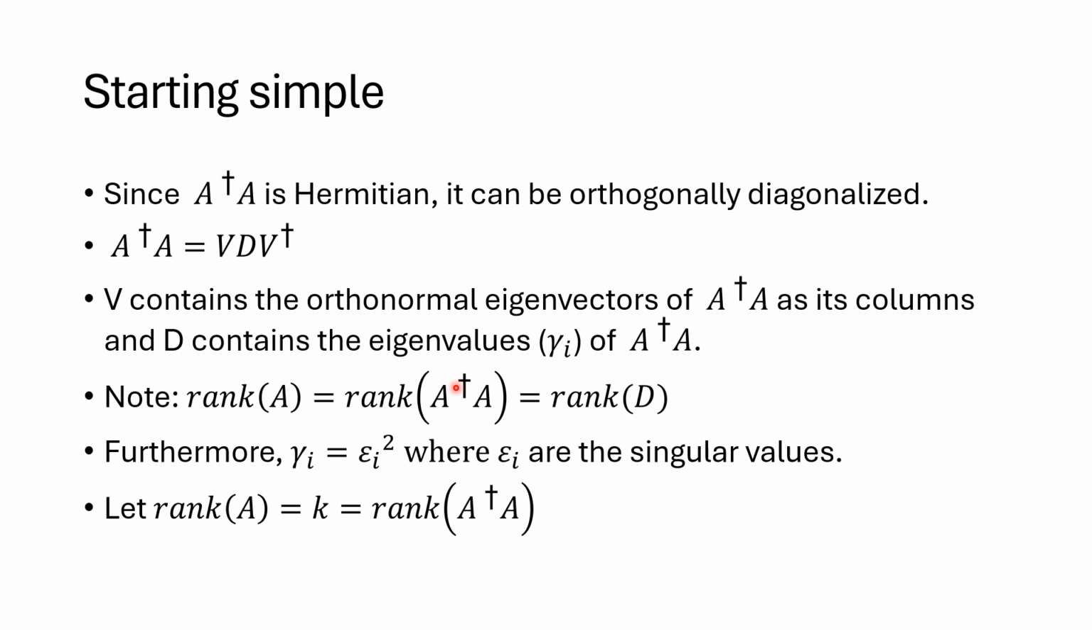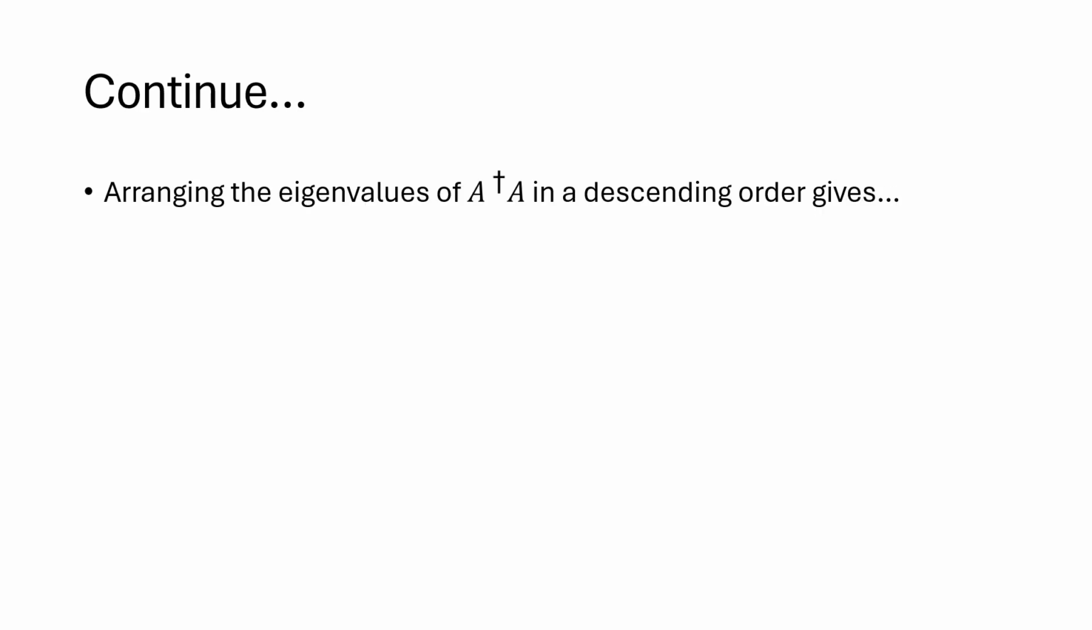You'll soon find out. But let's just say that rank of A is equal to some arbitrary value k, all right? And we know that if rank of A is k, then the rank of A transpose A should also be k. Now, if we arrange the eigenvalues of A transpose A in a descending order, we get something like this, all right? Where now again, we noted that rank of the matrix is equal to k, right?